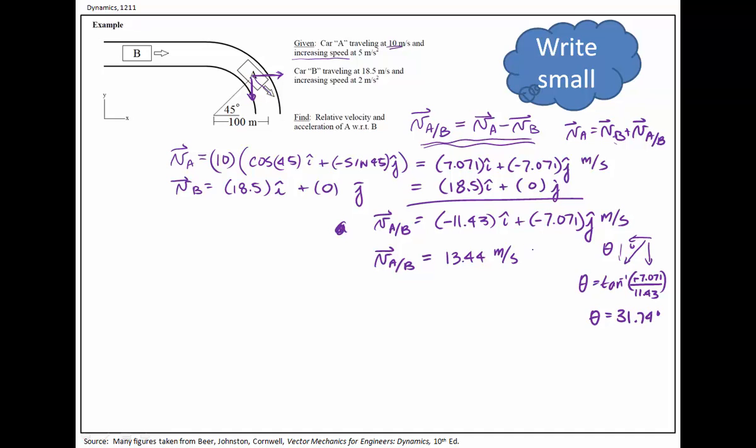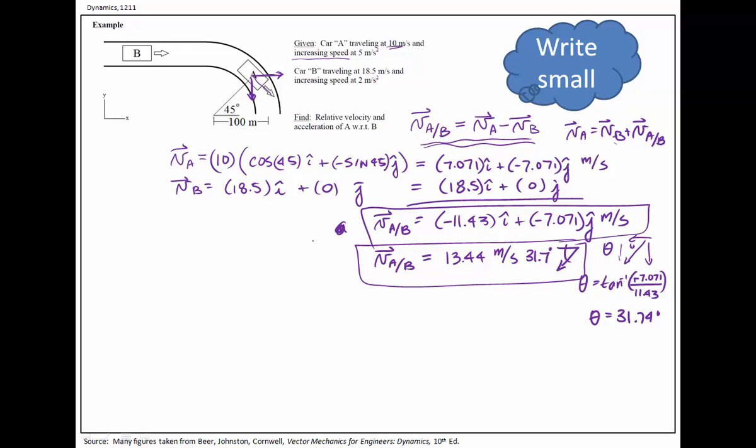When I report that, I want to be careful and make sure that I always put what quadrant I'm referring to. So this is the quadrant, that's the angle that I've found for there. So either one of those is an acceptable answer for the relative velocity.